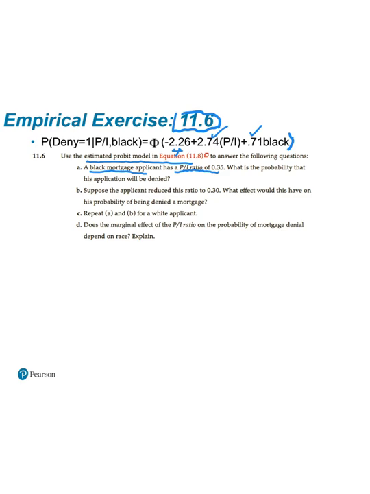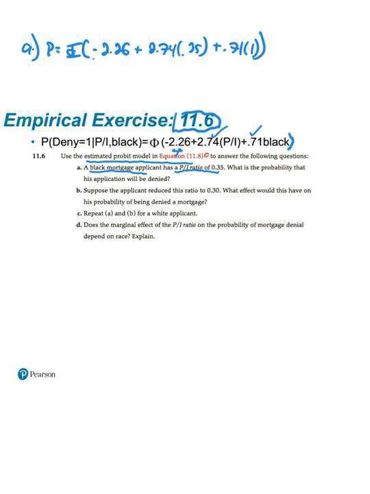So what is the probability that his application will be denied? So what are we going to do? We're going to plug this in. Let's go with A. We're going to go with probability is equal to phi of negative 2.26 plus 2.74 times, now the PI ratio is 0.35, plus 0.71 times 1, since we do indeed have a black applicant.